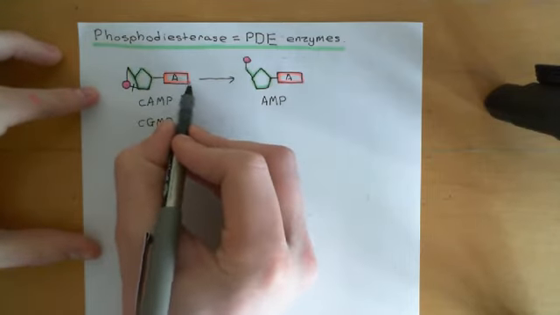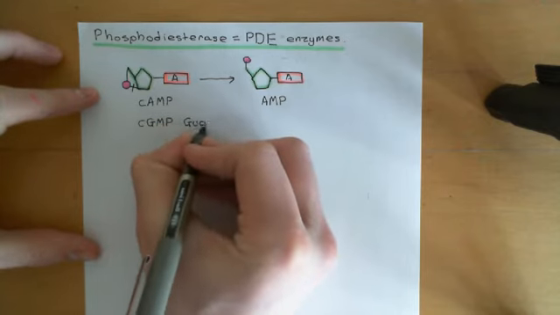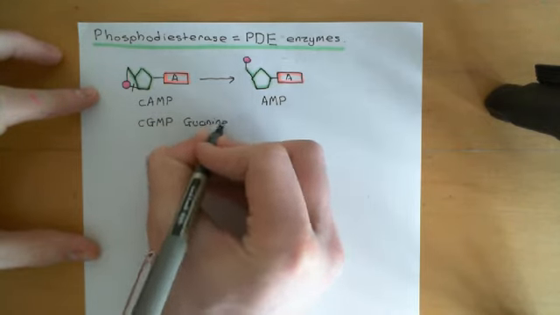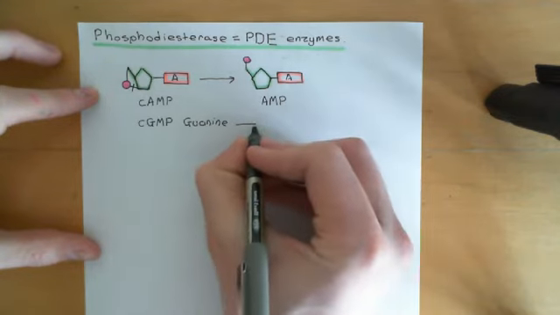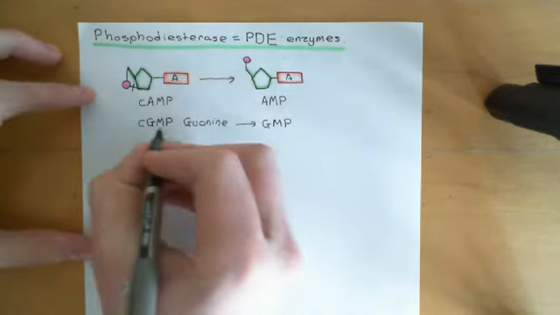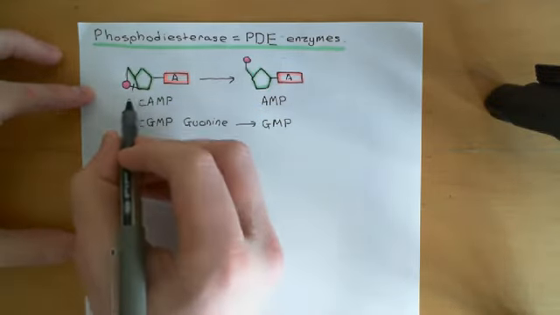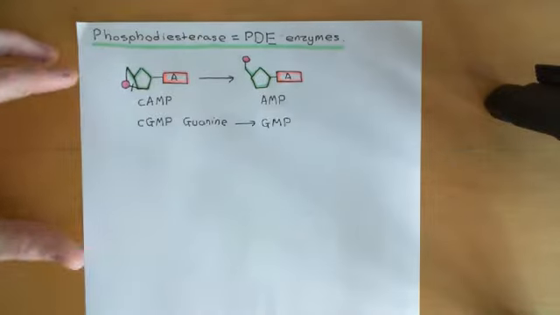Just replace this adenine organic base here with the organic base guanine, and you've got cyclic GMP. Okay, and of course it can be returned to GMP. So some phosphodiesterase enzymes only do this one and not this one, but most of them do both, or some of them are just specific for cyclic AMP.